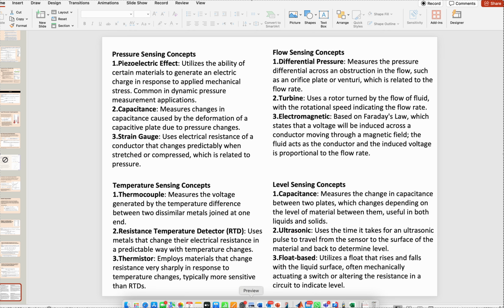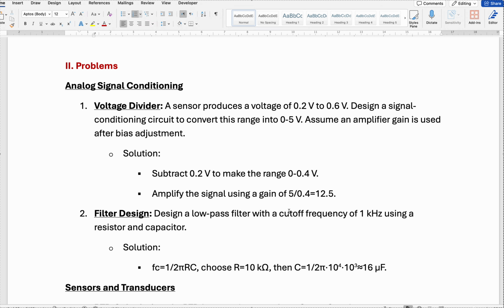Now, going through all these problems that we already went through, we want to see what kind of problem I could have. I already gave you all these problems; they are possible to appear. Let's see what we have here in the summary that I have collected. So you have a voltage divider. A sensor produces a voltage of 0.2 to 0.6 volts. Design a signal conditioning circuit to convert this into 0 to 5 volts. So we have a signal conditioning changing 0.2 to 0.6 to 0 to 5. Assume an amplifier gain is used after bias adjustment.